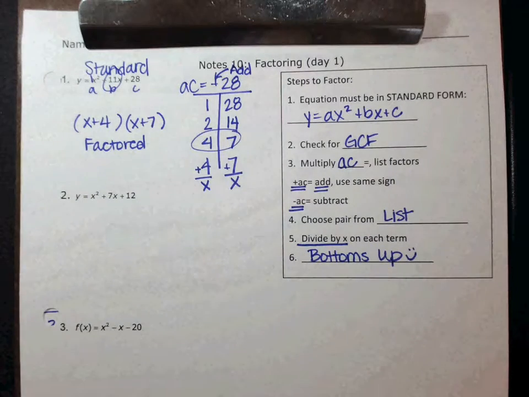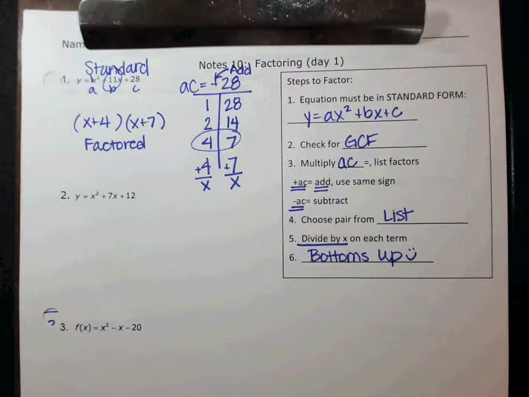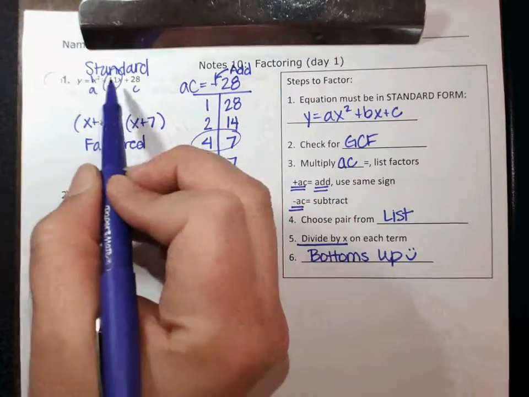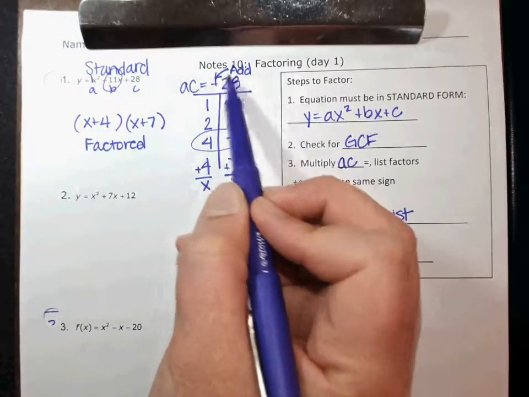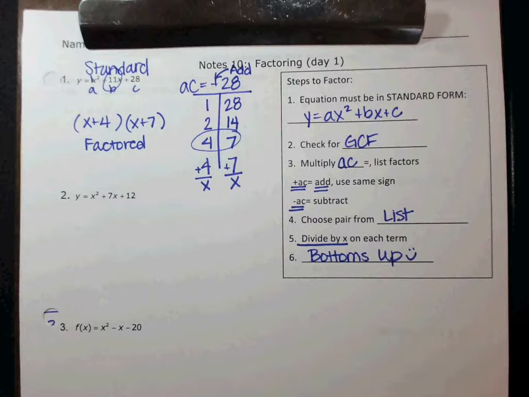What's 4 plus 7? Equals 11. Okay? So that's a good question. We're picking 4 and 7 because they give us 11 when I add them. So the numbers that you pick have to match B, the B in the middle. Okay, so let's go to the next one. Ready? Look at number 2.